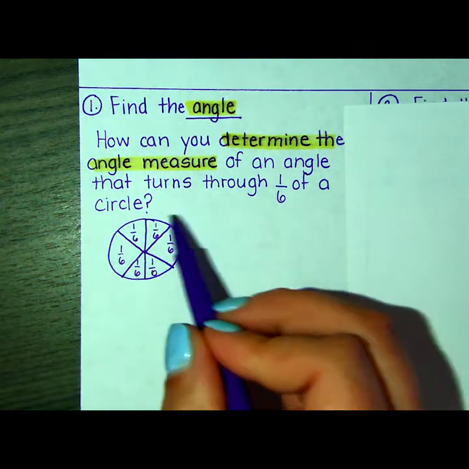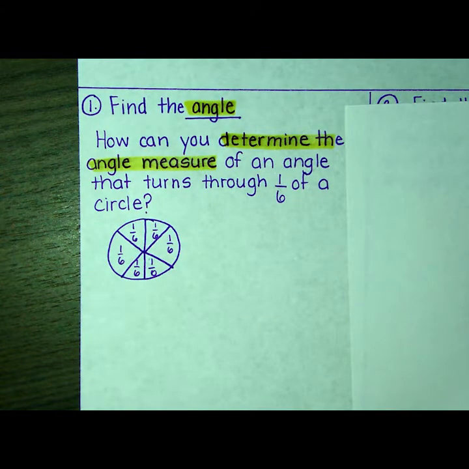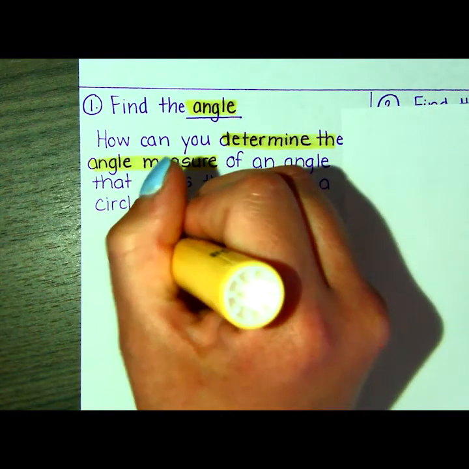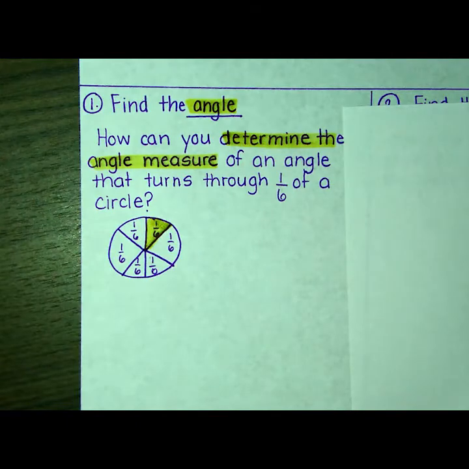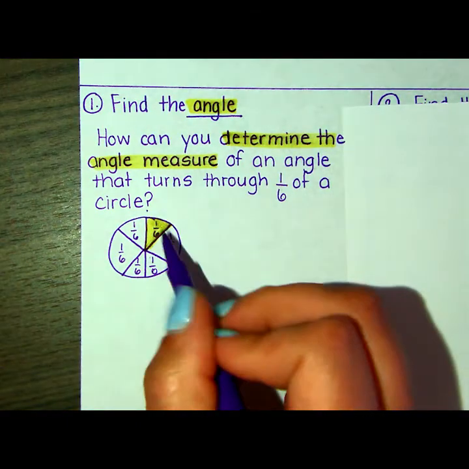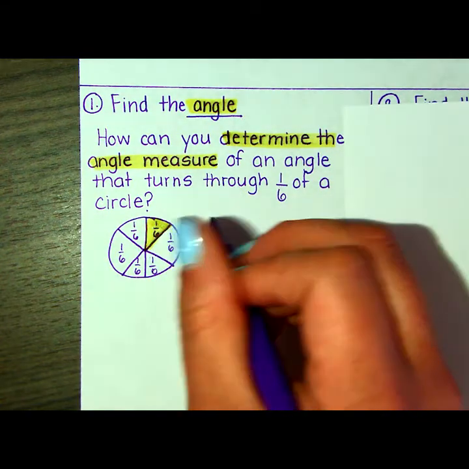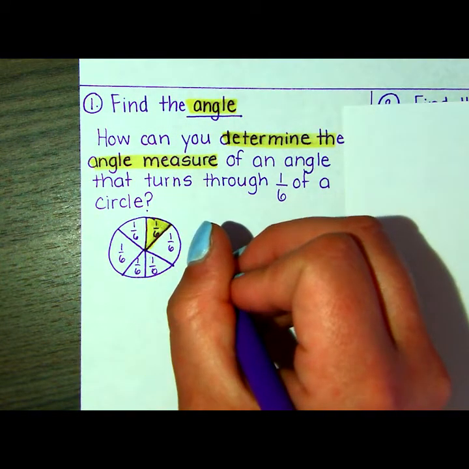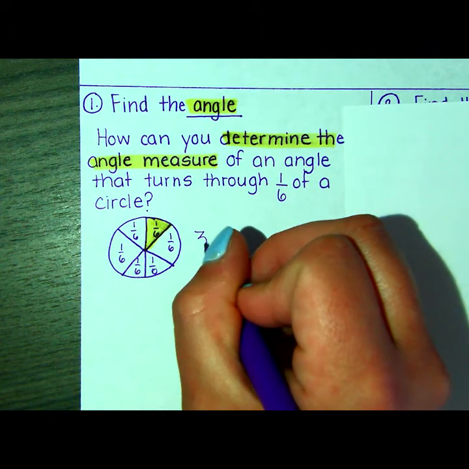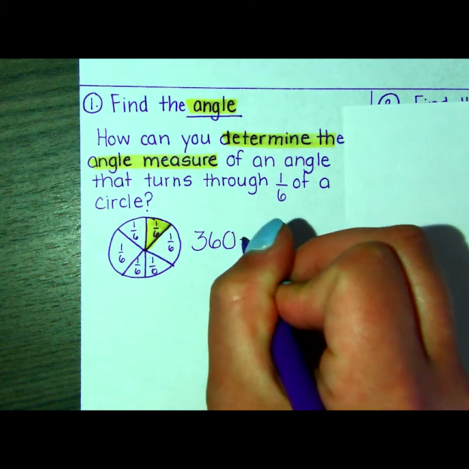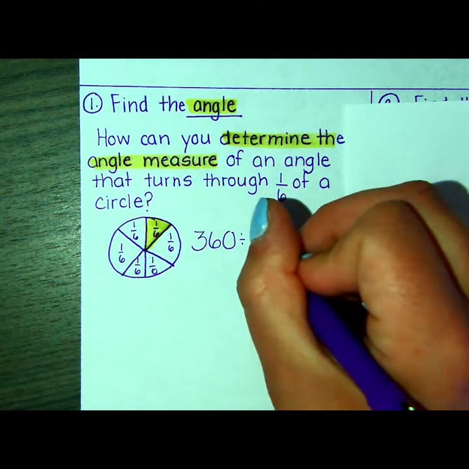But I need to find the angle measurement. So what I need to know is what just one of these pieces is equivalent to. Well, knowing that I've cut my whole figure, instead of a rectangle, this time it's just using a circle. And I know that the circle has a total of 360 degrees, so I'm going to take my 360 and divide that by 6 equal parts.